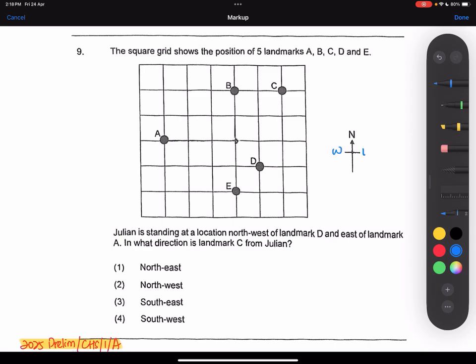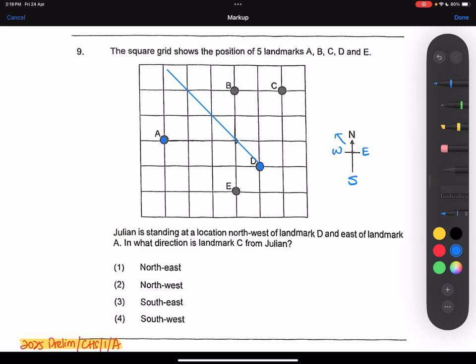Now let's fill this in. Julian is standing at a location northwest of landmark D. Landmark D is here. Northwest direction is in this direction. Alright, so let's draw a line. This is northwest. So Julian is standing somewhere along this line and east of landmark A.